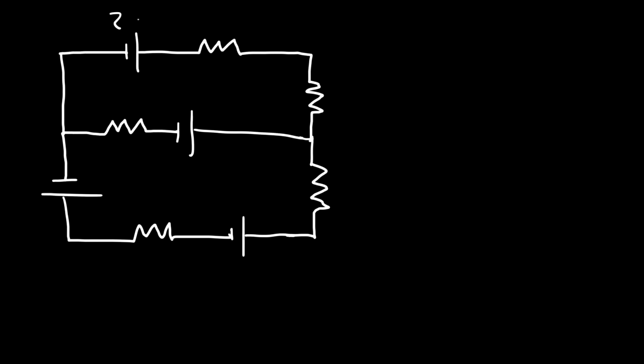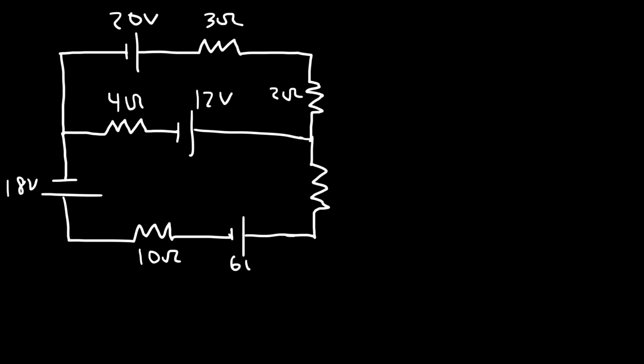So this is going to be a 20 volt battery. This is going to be a 3 ohm resistor. And this is going to be a 2 ohm resistor. And then we have a 4 ohm resistor and a 12 volt battery. And then this is going to be an 18 volt battery, a 10 ohm resistor, and a 6 volt battery, and a 6 ohm resistor.